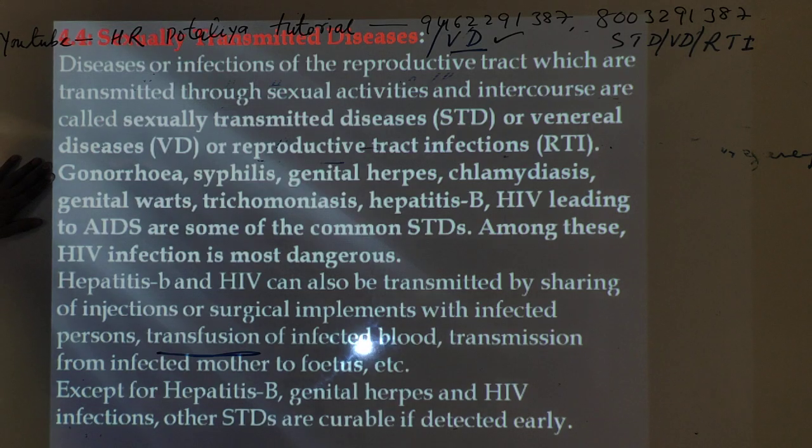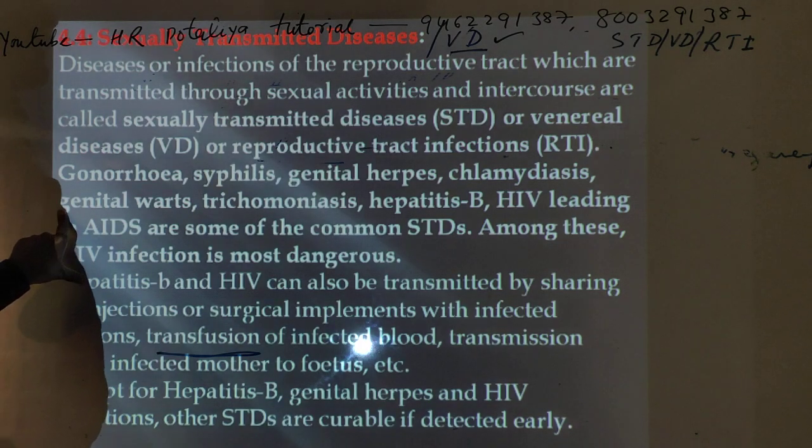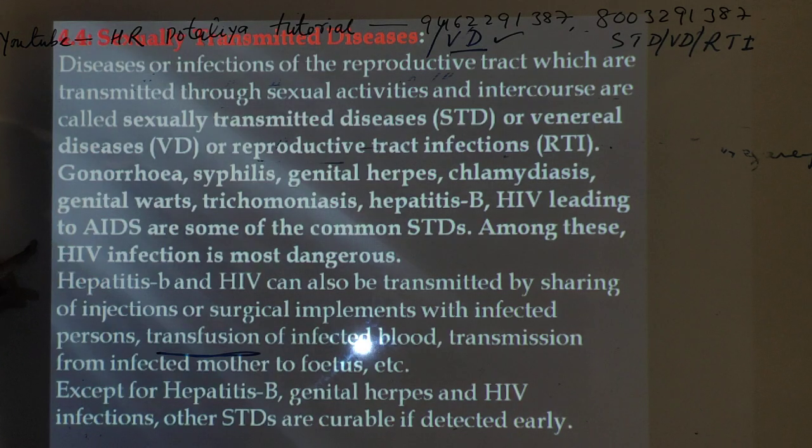ये सारे के सारे STD है. गोनोरिया बैक्टीरिया से डिजीज होती है, सिफिलिस, जेनेटियल herpes, क्लेमाइडिया, जेनेटियल वार्ट्स, ट्राइकोमोनिएसिस, hepatitis, HIV are the STD, VD as well as RTI. HIV infection is most dangerous. Hepatitis B and HIV can also be transmitted by sharing of injections or surgical instruments from an infected person to another person. Not only surgical instruments, but also transfusion of infected blood, and transmission from an infected mother to the fetus.